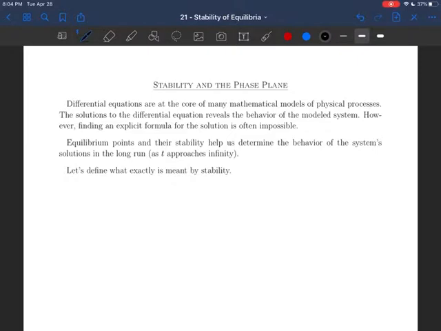Hi everyone and welcome. Today we're going to be talking about stability of equilibria, which turns out to be a very useful tool for studying nonlinear differential equations. Differential equations are really at the core of a lot of different models that we might want to put together, and especially nonlinear ones. But the solutions of these nonlinear equations are really hard to come by. In fact, they're almost impossible to find most of the time. So we need some way of studying them without actually finding explicit formulas for the solutions.